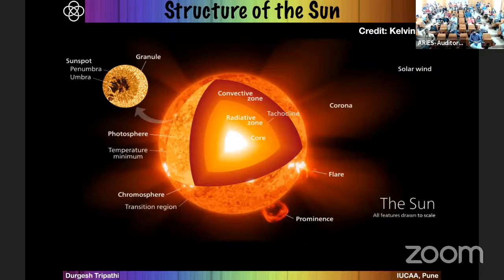Now, whatever we know about the sun so far, it's just put into this diagram. Okay? So we know that there is a core at the center of the sun where you're producing most of this energy because of hydrogen burning. Then you have the radiative zone, and then you have the convective zone.